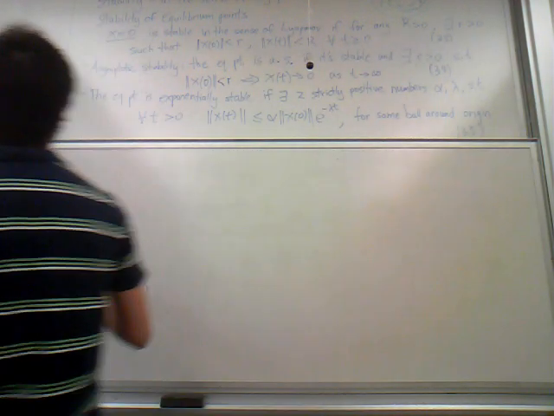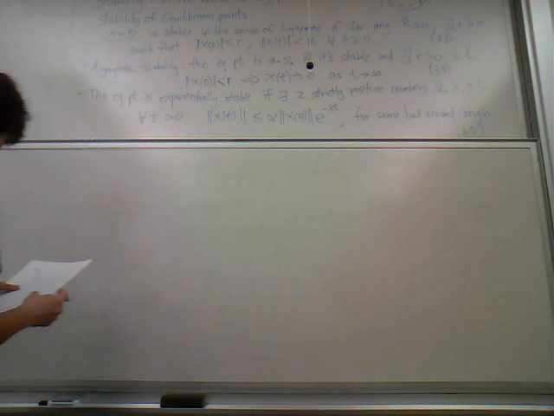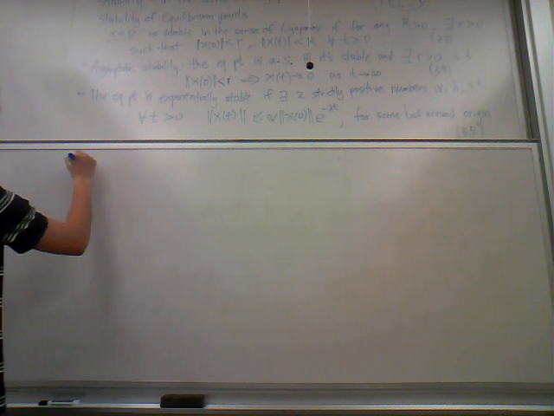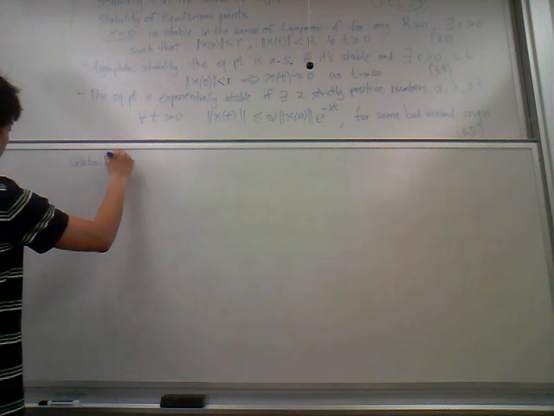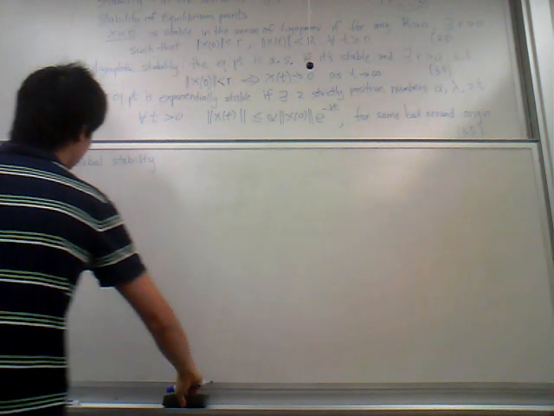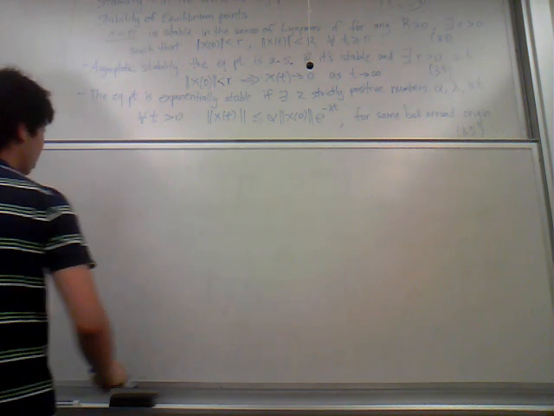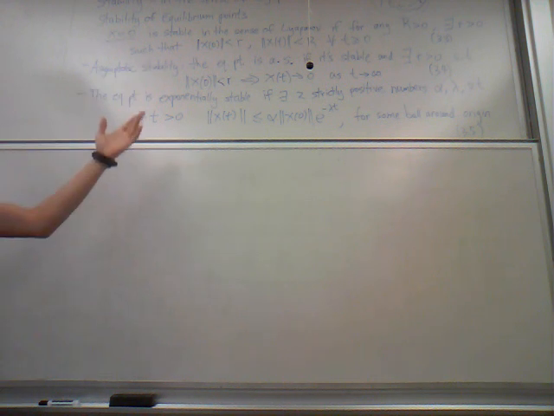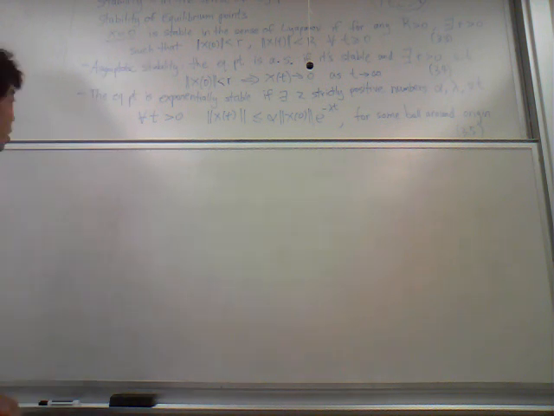So all of this stuff is local stability, right? For global stability, basically our region has to be the entire state space. And we'll go into it more when we talk about the Lyapunov methods.